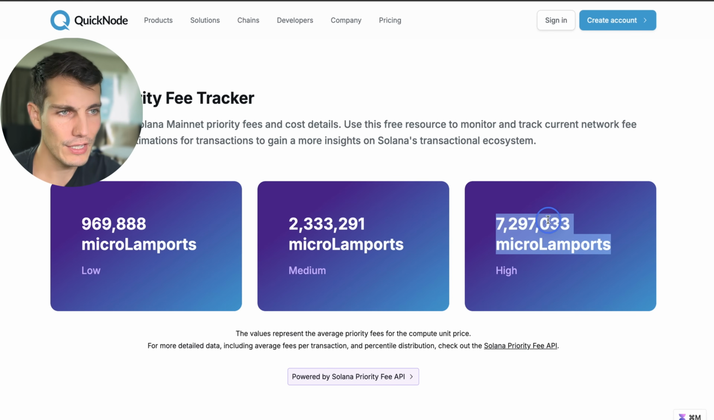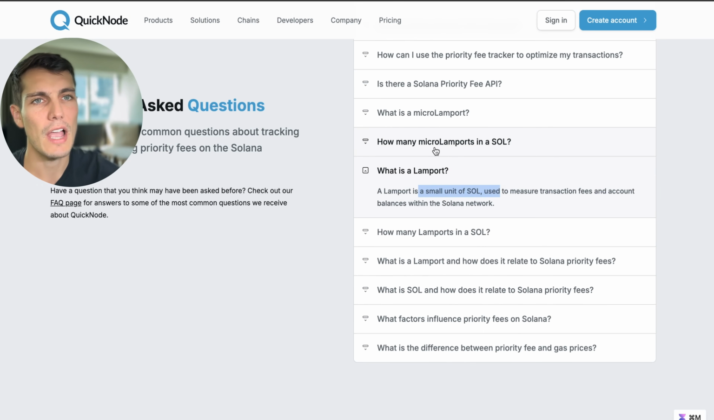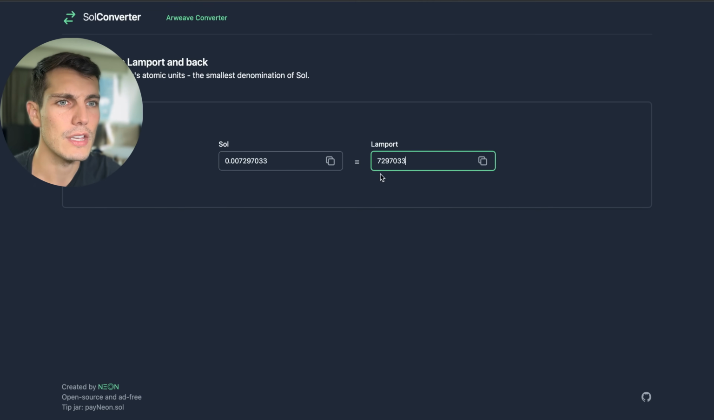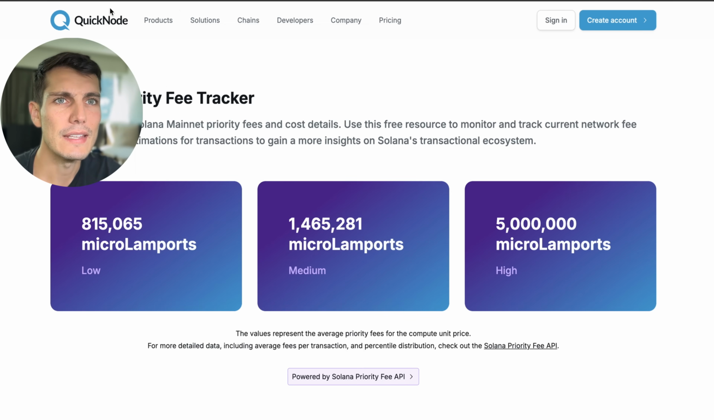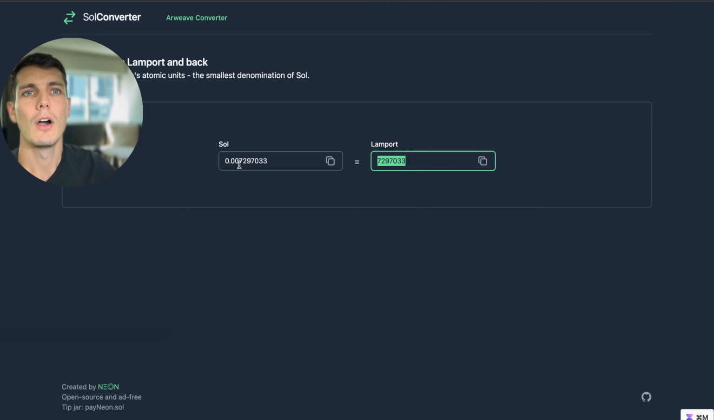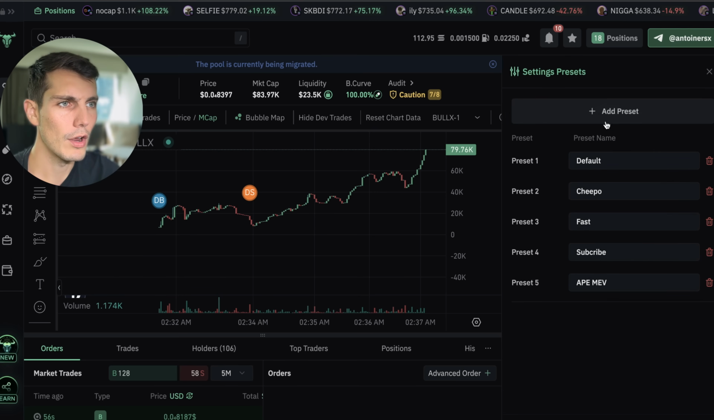Well, it's actually a way to calculate what is a lamport. A lamport is the small unit of Solana. So that's what's after the comma. Because I have no time for mental math, I'm just going to use this. So we see that to a priority as of today to be in the high one, it's 0.007 or 0.005. So let's do one with us.